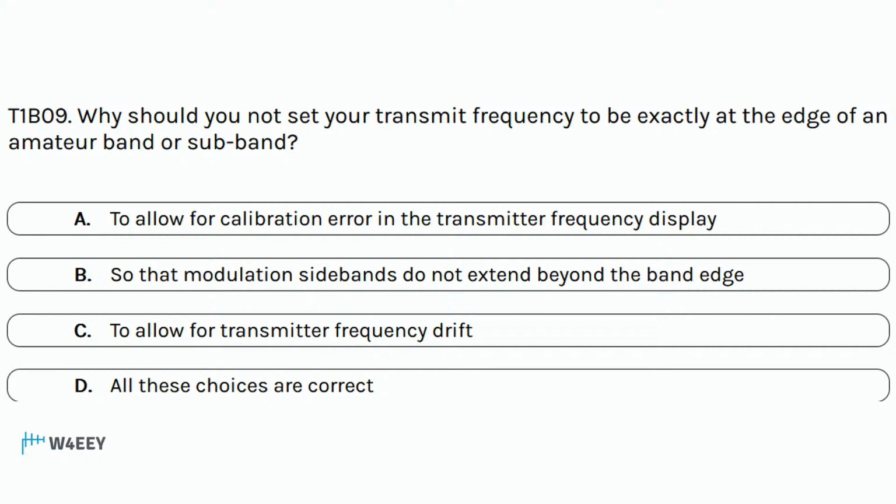Why should you not set your transmit frequency to be exactly at the edge of an amateur band or subband? Read carefully. C, Charlie, is good. Oh, D, all the choices. Yeah, B is good too. Modulation sidebands. If your bandwidth is too wide and you're right at the edge, you're going to be transmitting outside of the band. Also, if there's a calibration error in the transmitter, you don't know how good it is until you've checked it out. So all of those are possible.